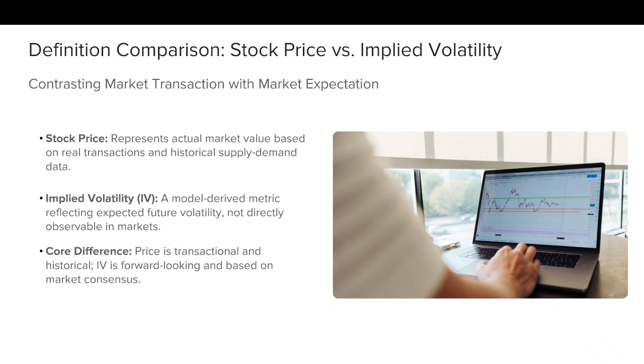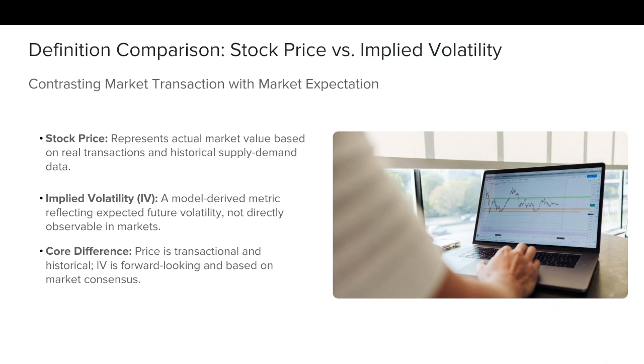At the core of understanding market behavior lies the difference between stock price and implied volatility. Stock prices are straightforward. They are derived directly from market transactions, reflecting the latest agreement or consensus between buyers and sellers, right? Implied volatility, on the other hand, is not a market traded asset.